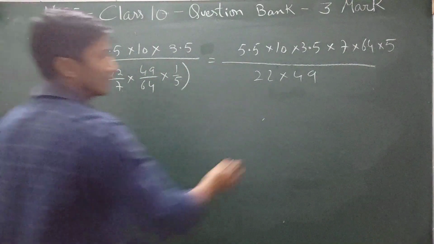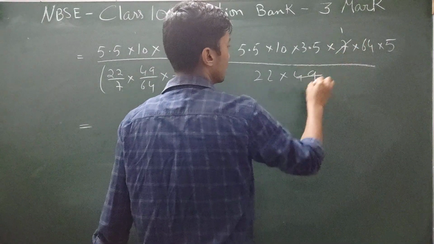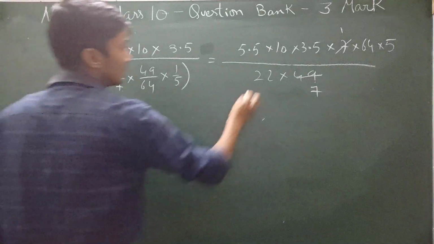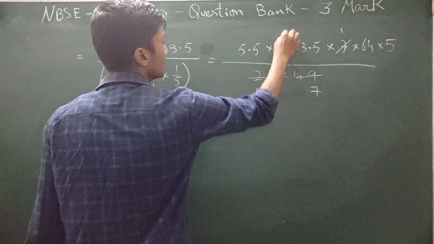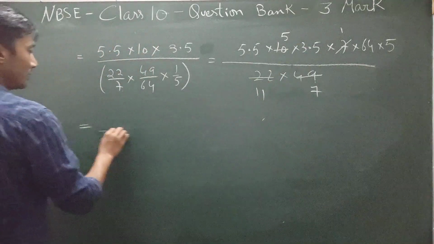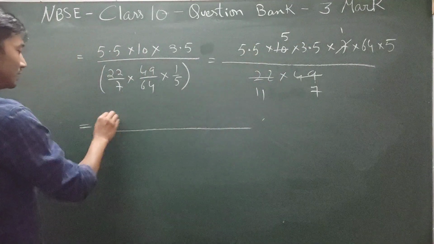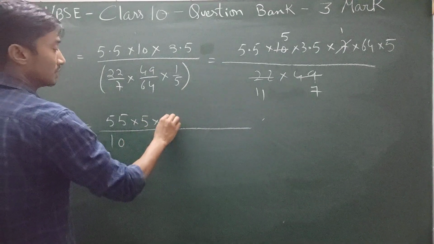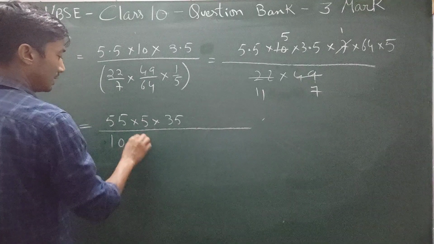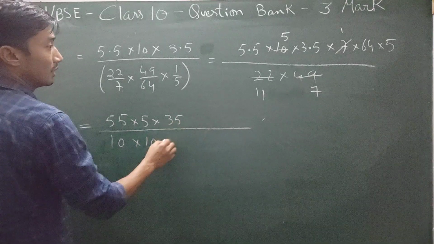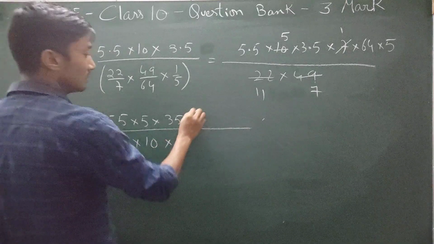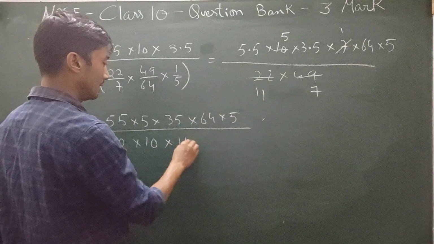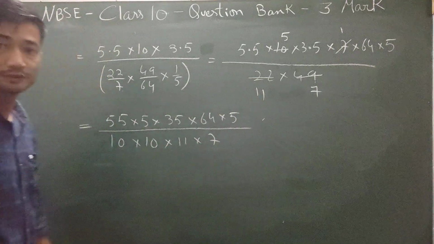So let's do a little bit. Okay, we can just cancel some values here. 7 ones are 7, 7 sevens are 49. 2, 11, 2, 5, whatever we can. So now again, if we can just arrange 5.5, 55, so 1 decimal, 0, into 5, into 35, so that's again another decimal, 3.5, 1 decimal. That's all. Into 64 into 5, right? And 11 and 7, 11 by 7, 11 into 7.